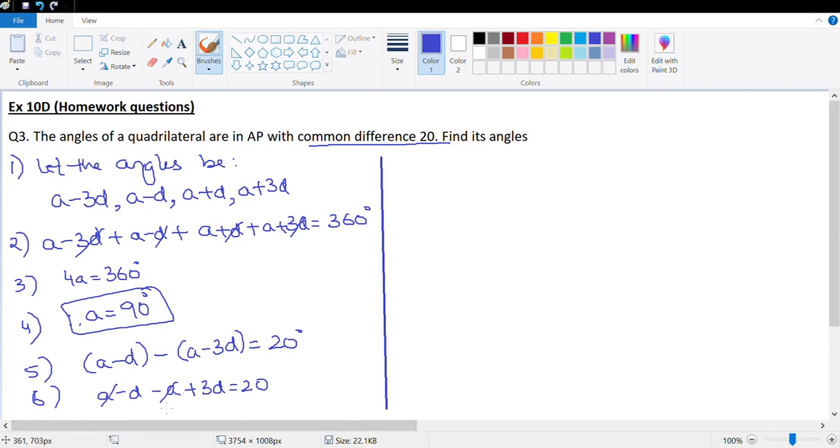A and a get cancelled. That's negative d plus 3d, which means 2d is equal to 20 degree. Therefore, d is equal to 10 degree.